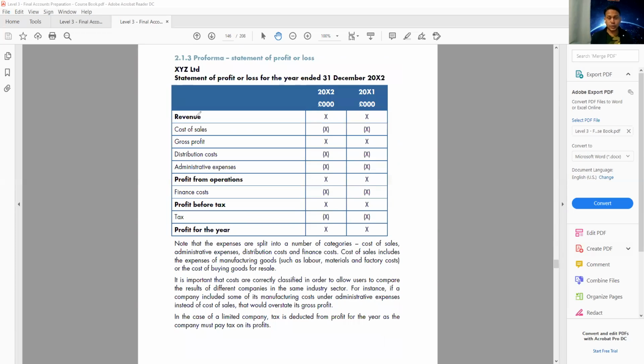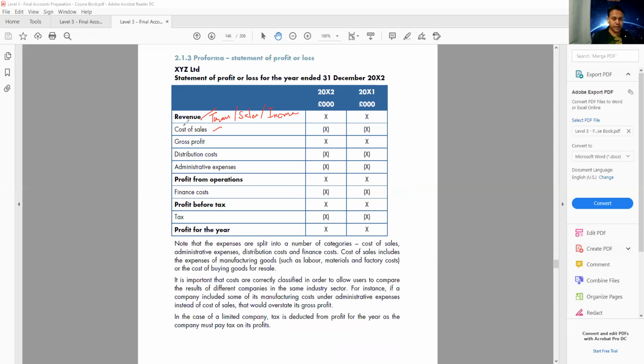Revenue could have a different name. People can say turnover, we can say sale, we can say income. Same story. Revenue, turnover, sale, income, same thing. Then we have cost of sales. We know how to calculate the cost of sales, isn't it? Opening inventory plus purchase less closing inventory will give us cost of sales.